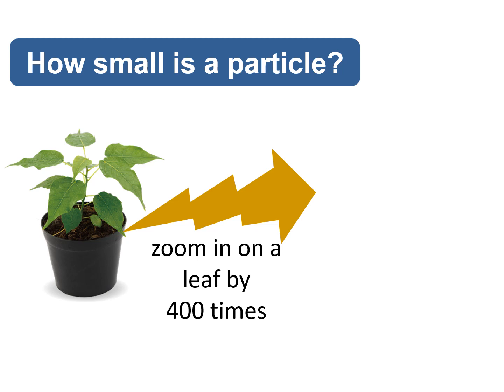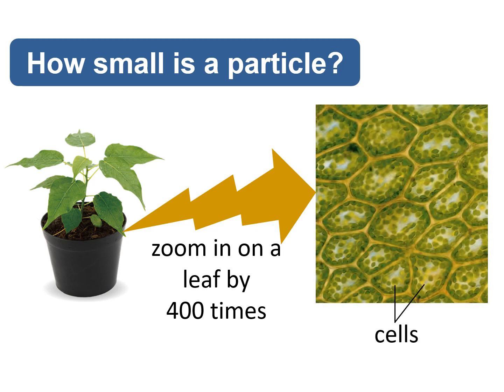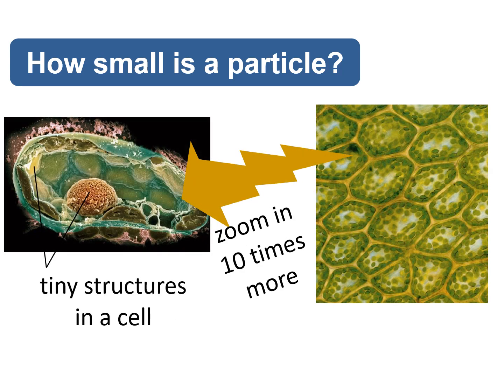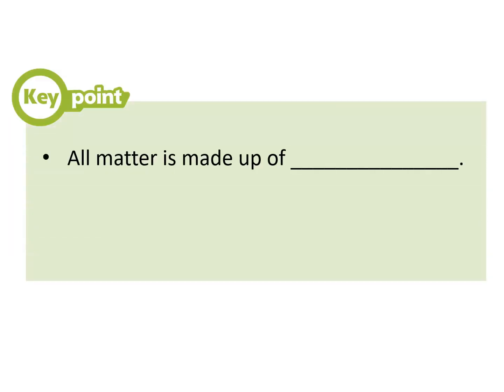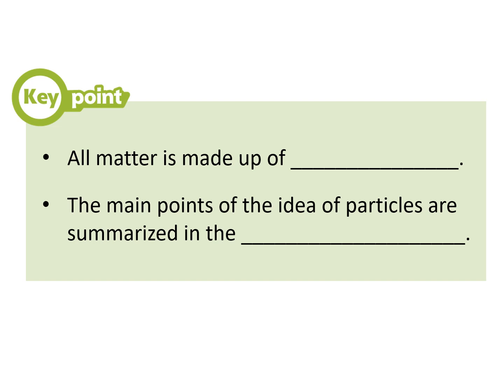When we zoom in on the leaves 400 times through a microscope, we can see the cells. When we zoom in 4,000 times, we can see the tiny structure of a cell. When we zoom in further to 400,000 times, we can see the particles inside a cell. Remember, all matter is made up of particles. The main points of the ideas of particles are summarized in the particle theory.